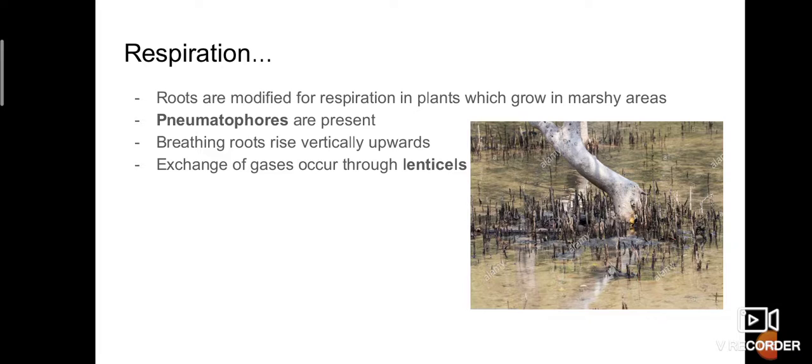The second one is respiration. I told you that most of the leaves respire by themselves with the help of stomata. Along with that, there are some roots which are able to respire. For example, what is respiration? Exchange of gases. If you take a marshy area, marshy means somewhat wet land with a lot of mud and water, that is called marshy land. Okay, plants grow in such areas. See, they are growing in water, so there is less availability of what?